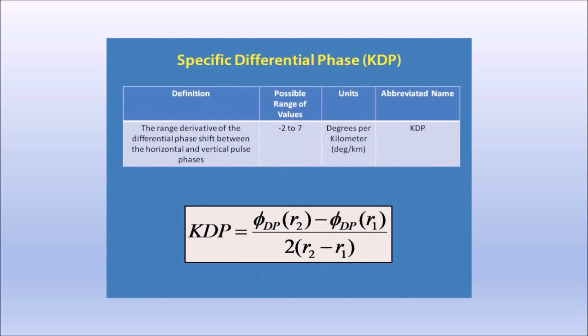Specific differential phase, KDP. How do we get from differential phase to specific differential phase? The specific differential phase is defined as the range derivative of the differential phase shift between the horizontal and vertical pulse phases. Possible values range from -2 to 7 in units of degrees per kilometer. In WDSS-II, GR Analyst and the literature you will see specific differential phase abbreviated as KDP. The factor of 2 in the denominator accounts for the trip out and back by the pulses.